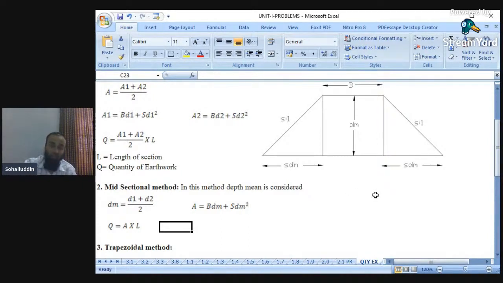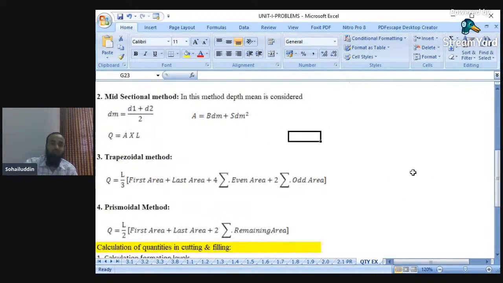We are considering a trapezoidal shape, but in buildings we find it in rectangular shape, length into width into depth of the foundation of a column. But for a section of road we find it in trapezoidal shape, because we have to provide slope on both sides of the road. So the concept here is somewhat different. These are the two methods.